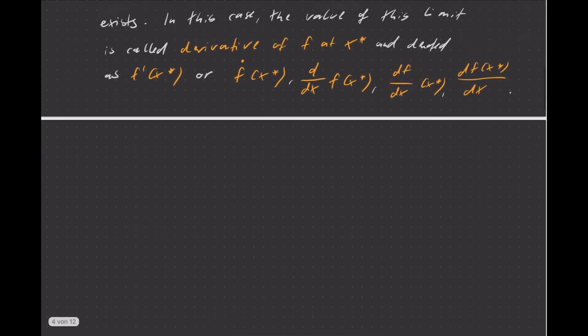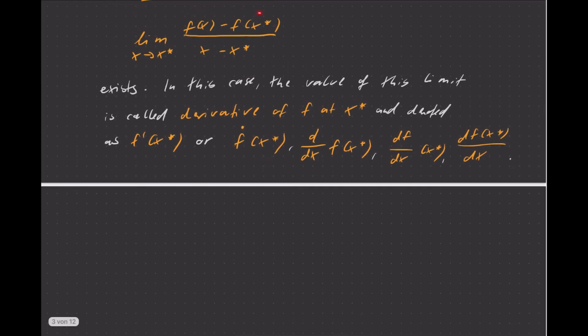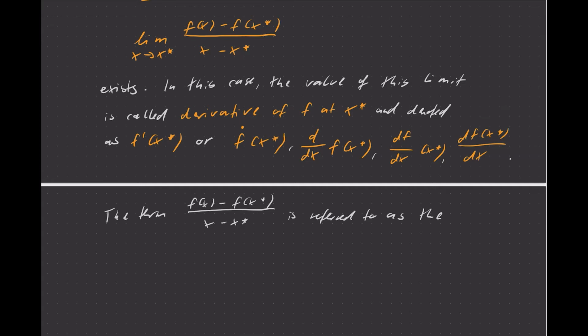And just for the sake of completeness, this quotient here also has a name that is called the difference quotient. So the term f of x minus f of x star divided by x minus x star is referred to as the so-called difference quotient.